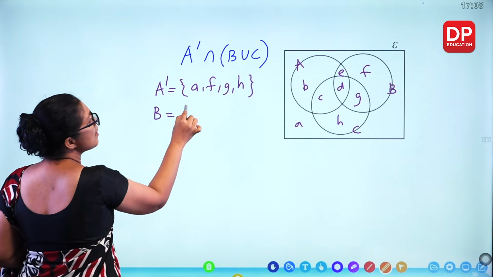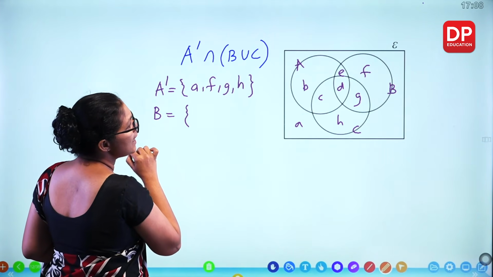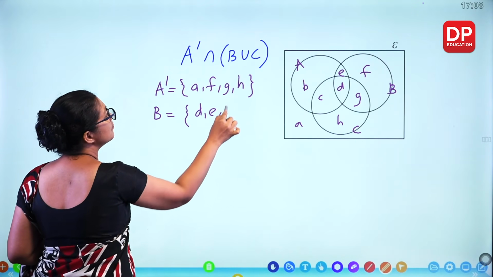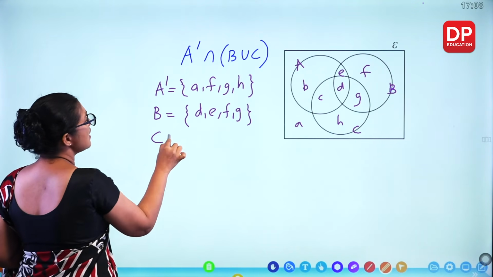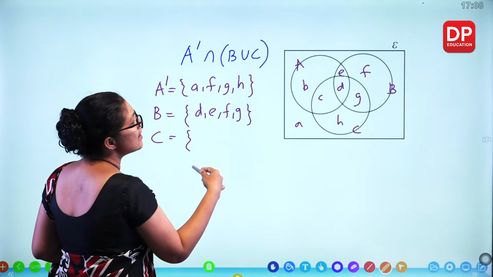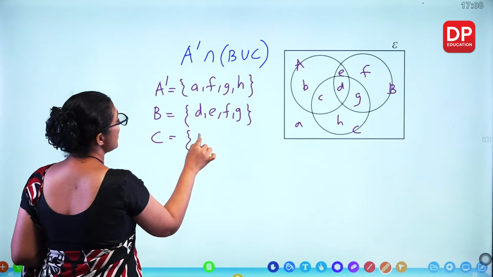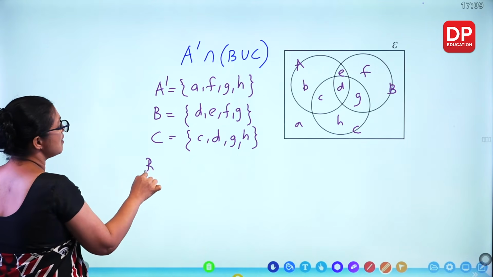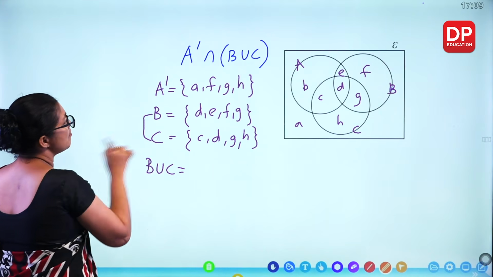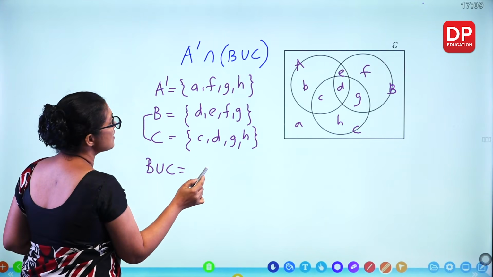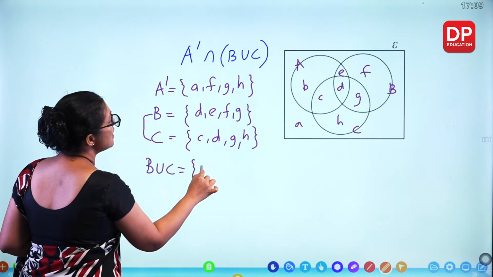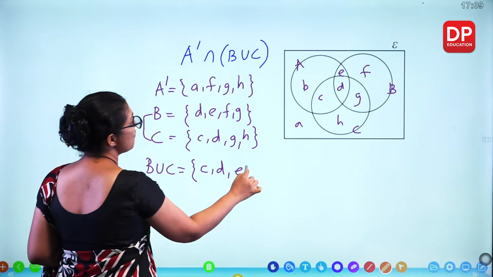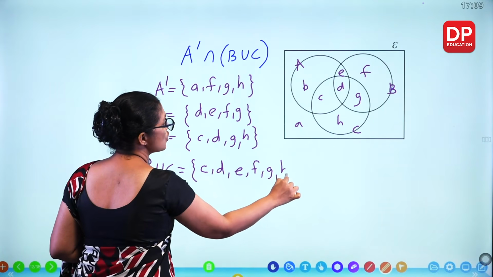B, what's B? B is D, E, F, G. What's C? C region: C, D, G, H. So what is union? B union C is belongs to either of these sets. You can write down C, D, E, F, G, H.